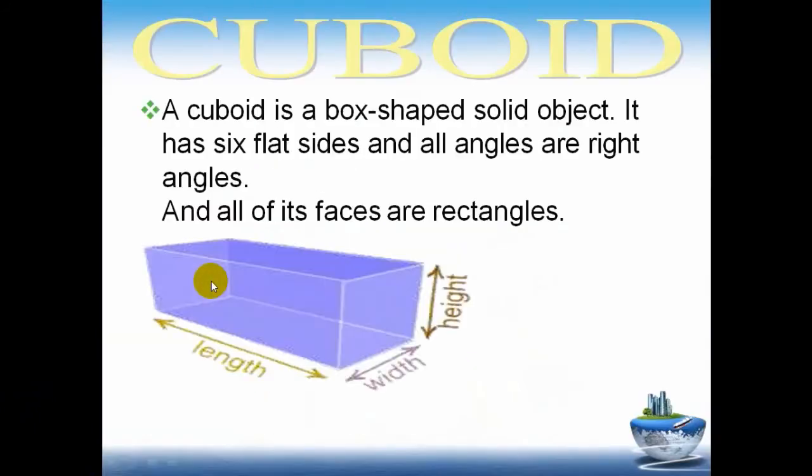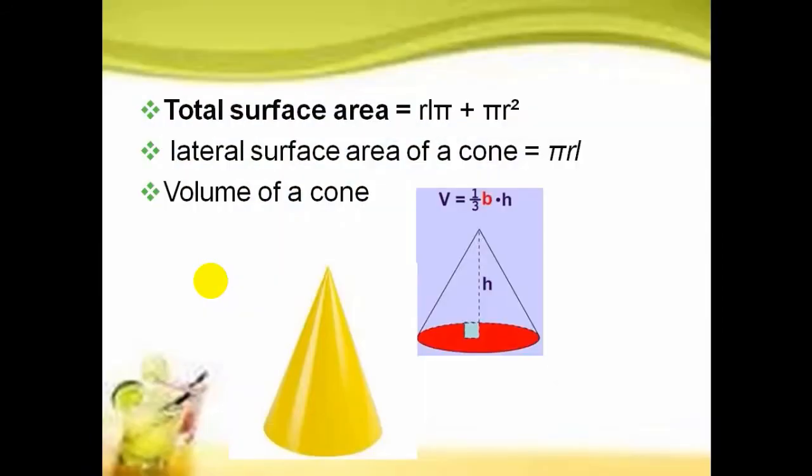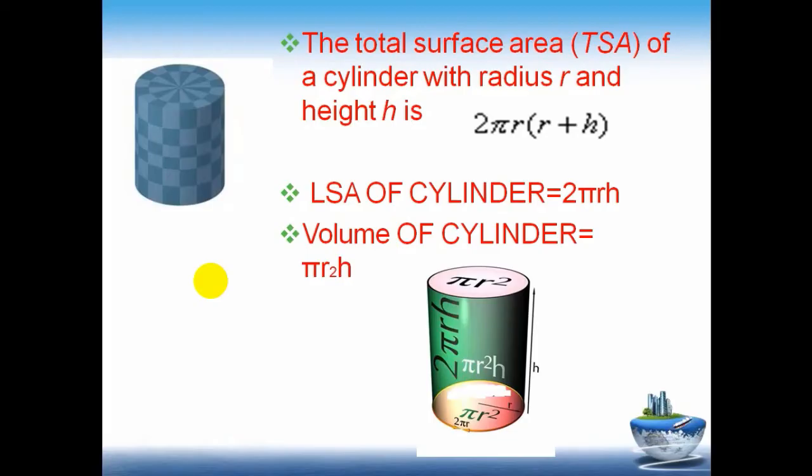So you see over here in this slide that for the cylinder the total surface area is equal to 2 pi r into (r plus h), and the lateral surface area of the cylinder is 2 pi r h, and the volume of the cylinder is equal to pi r square h. So these three formulas are very important for the cylinder, which is a three-dimensional shape.